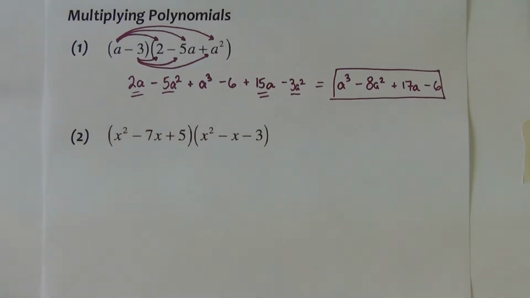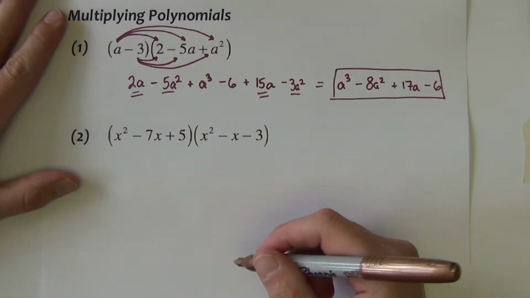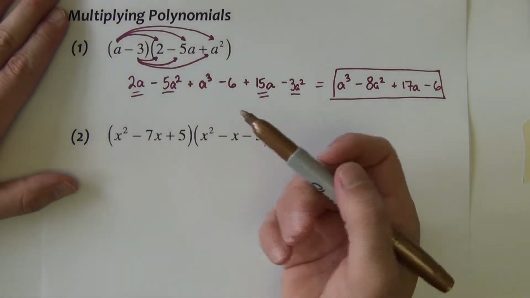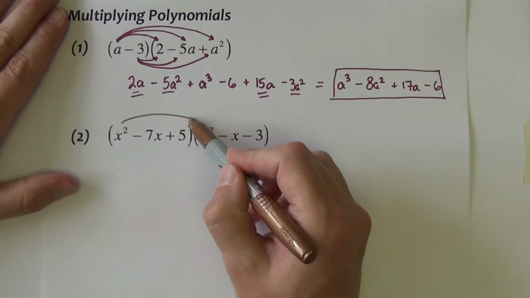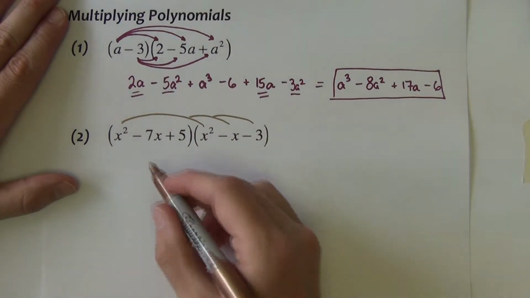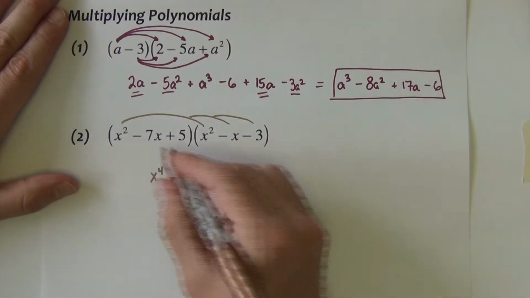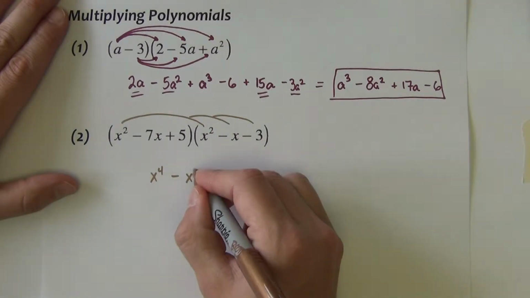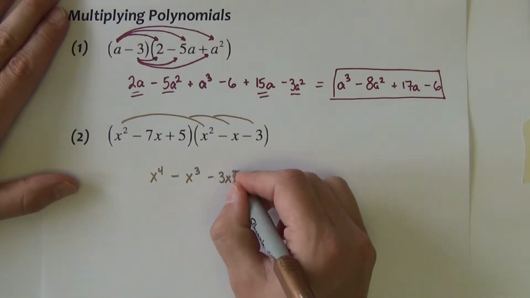Alright, the next one, it's again just an even bigger multiplication problem. I begin with x squared distributing to all three of these. X squared times x squared is x to the fourth. X squared times negative x is negative x to the third. And x squared times negative 3 is negative 3x squared.